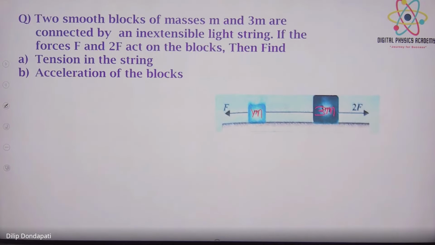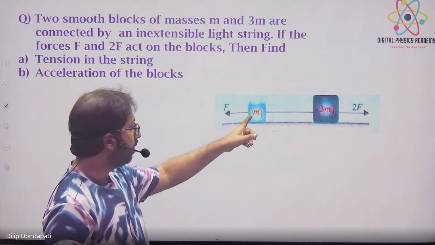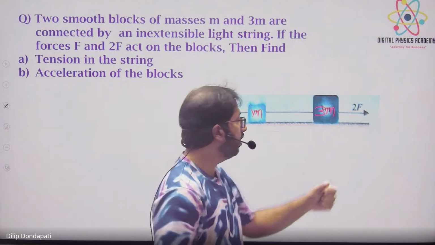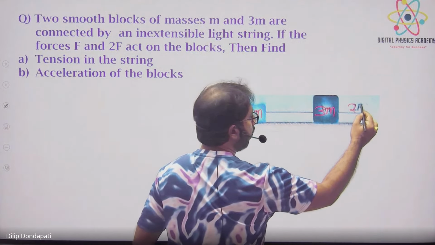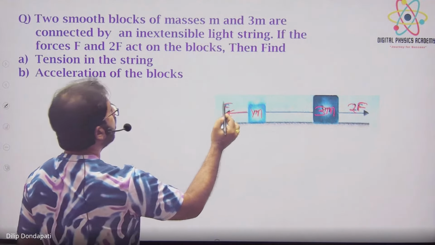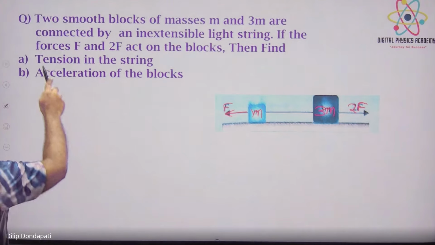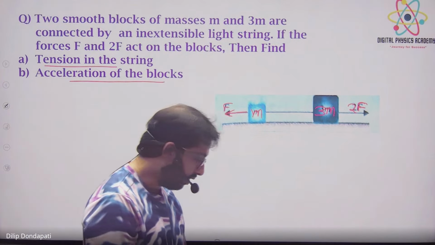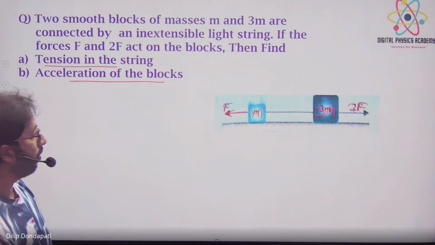Now do one thing. Suppose you have masses m and 3m connected with strings. I am pulling with 2f force on one side, and here I am pulling with f force on the other. It's asking us to find the tension in the string and the acceleration of the blocks.